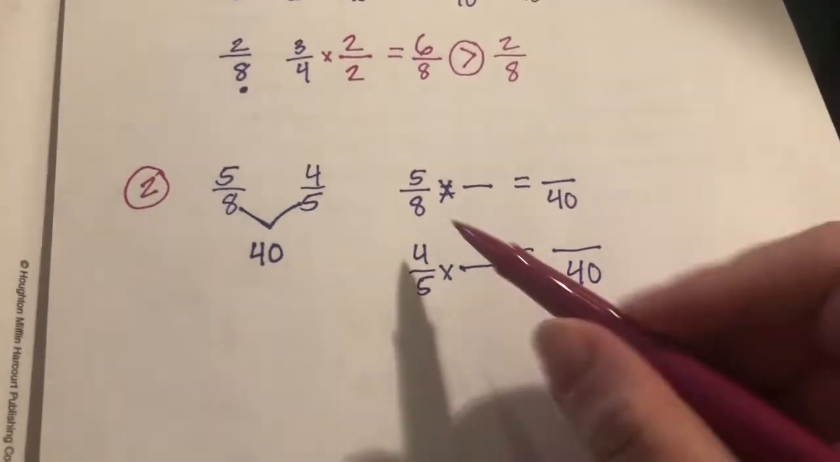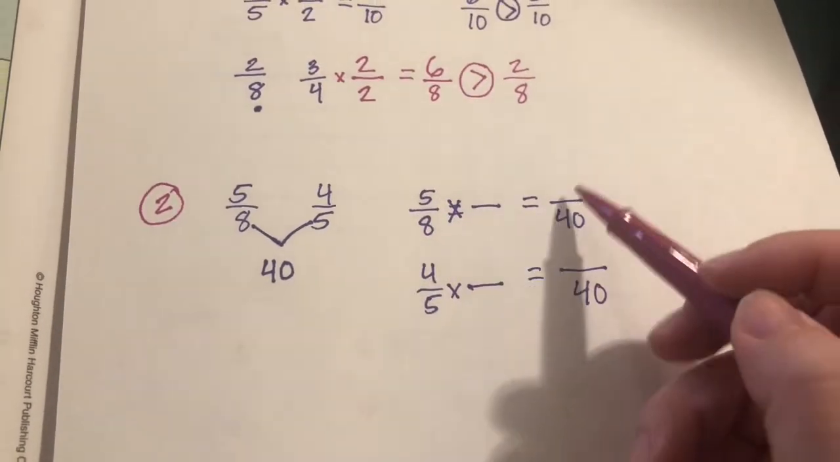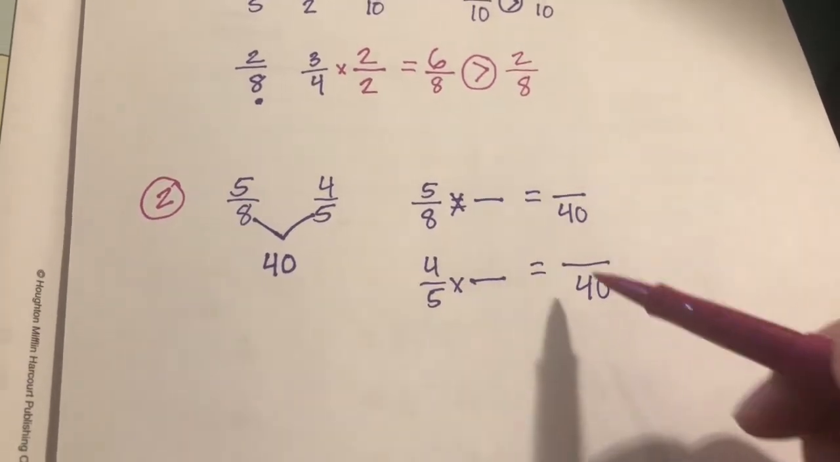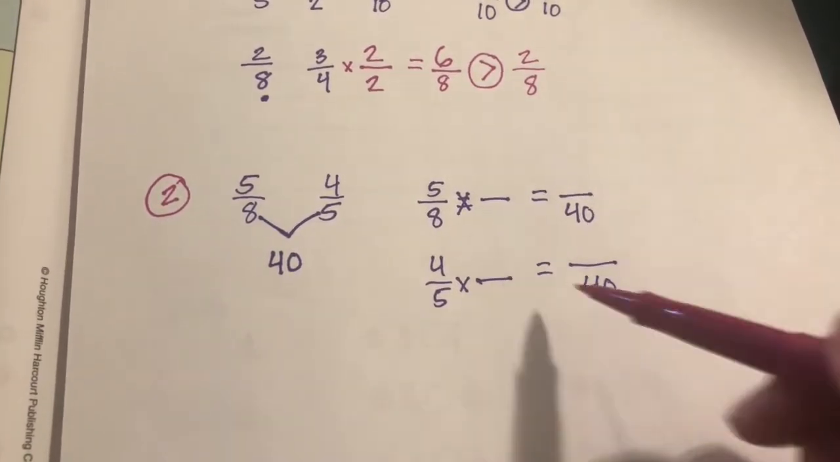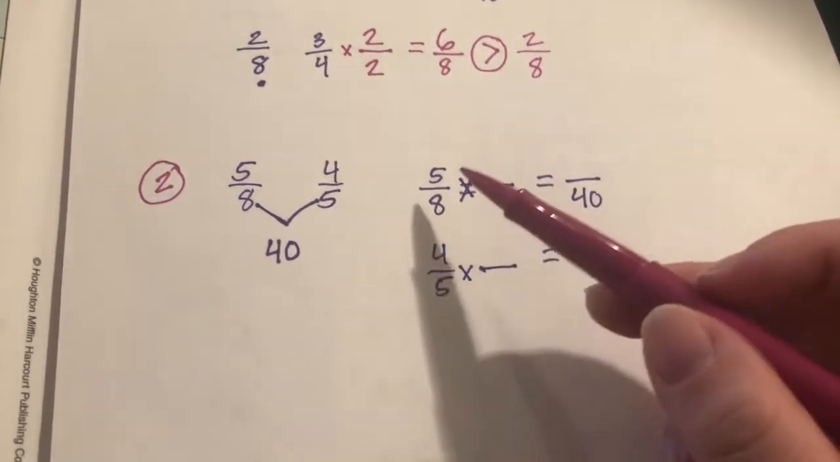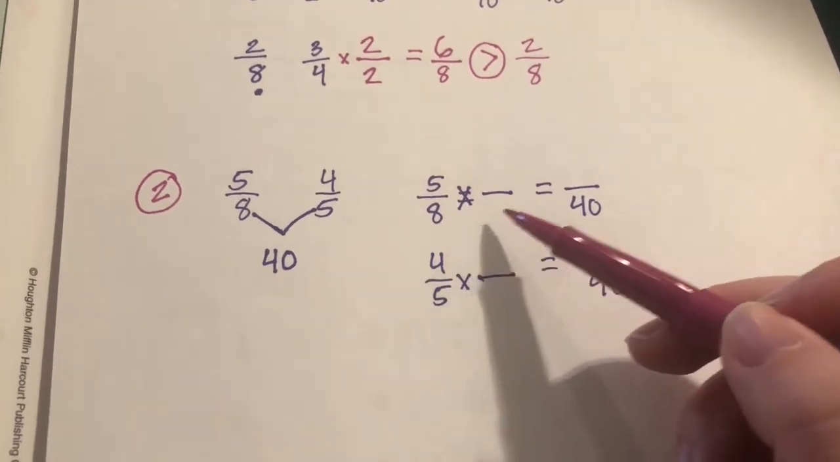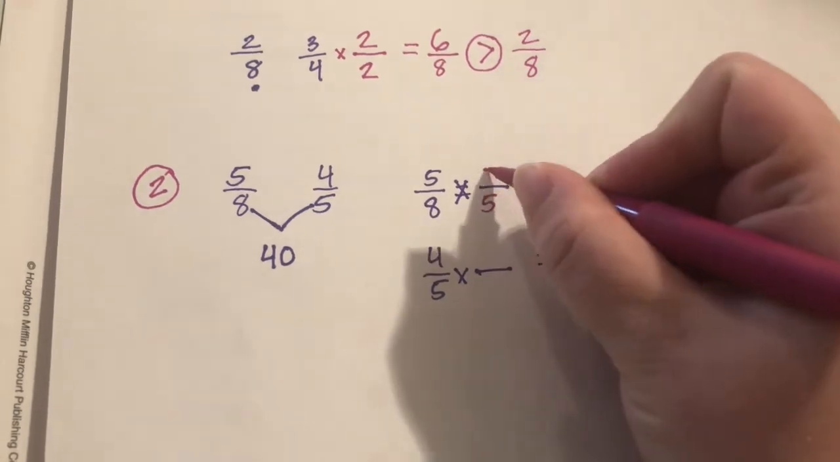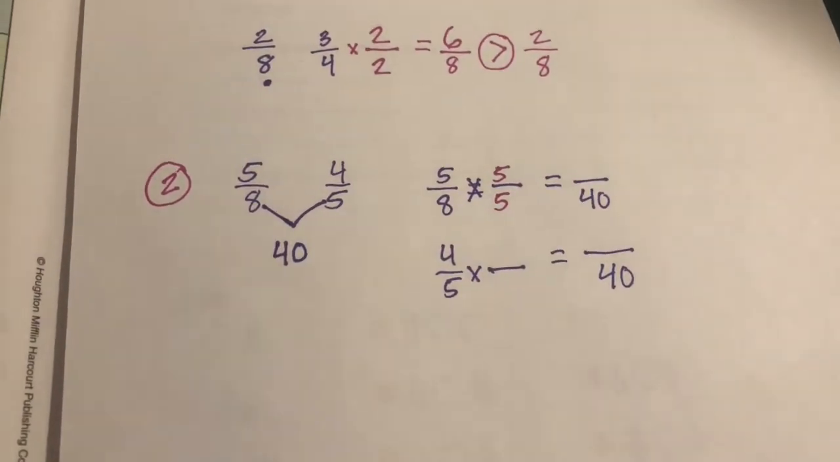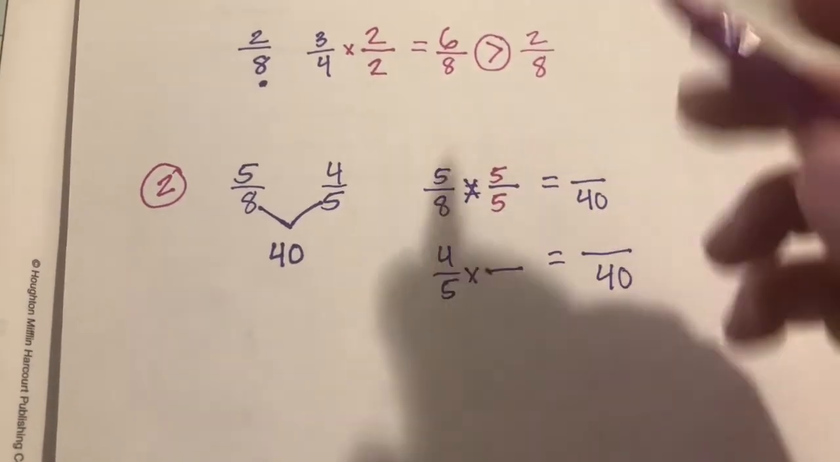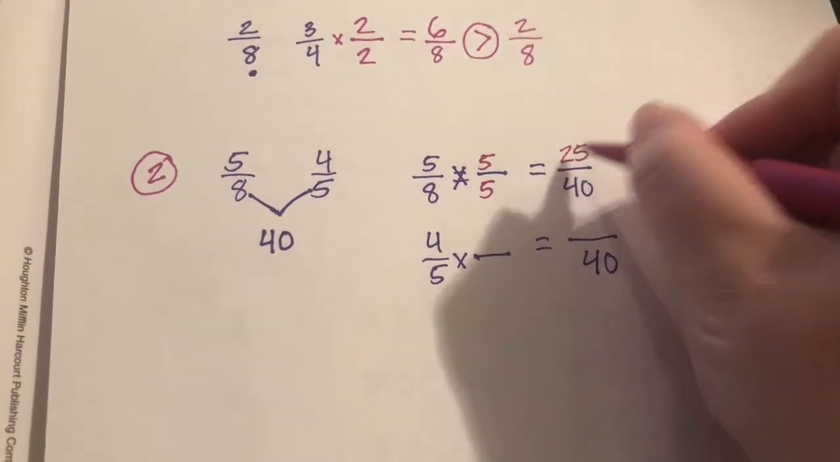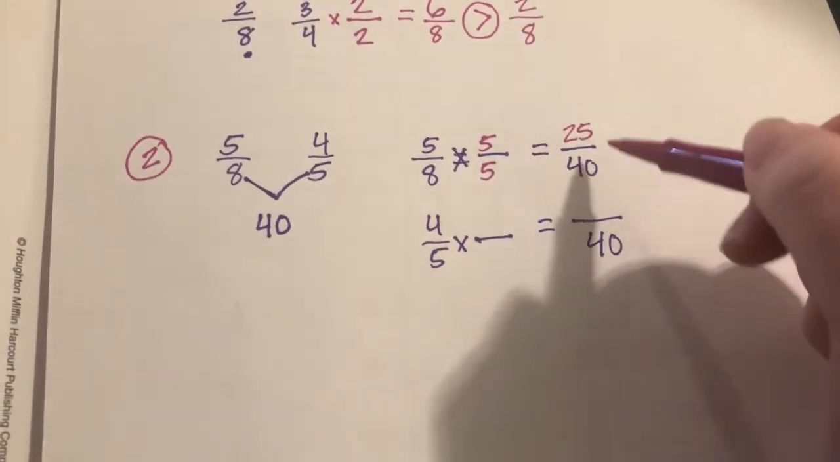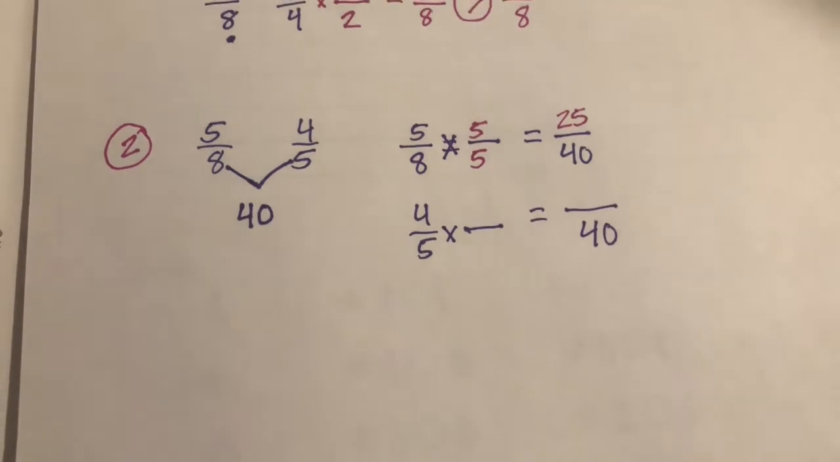Okay, so if I go and I say, okay, I'm going to change 5/8 to something over 40 so that I have two denominators that are the same. I can compare them when the denominators are the same. So 8 times what gives me 40? 5. So my 1 is going to look like 5/5. So 5 times 5 is 25. So 5/8 is equivalent to 25/40.